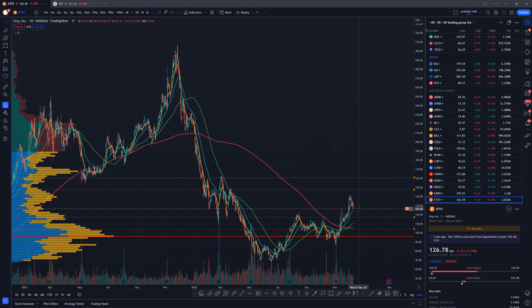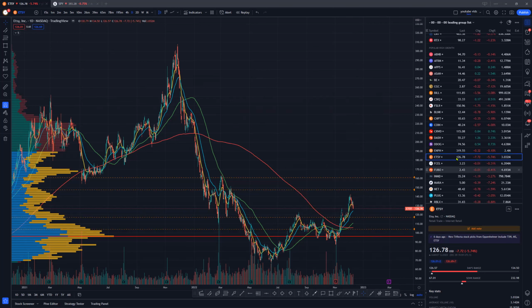I'm looking to get back in if it actually holds that 120. If it holds 120 and then starts going back up again, the target would be around that 150 and then 160. That's the next leg up. So I'm looking for a retracement back and then going back into it if the market holds up. If it doesn't hold up, we'll just let it go, because I don't want to go against the market.